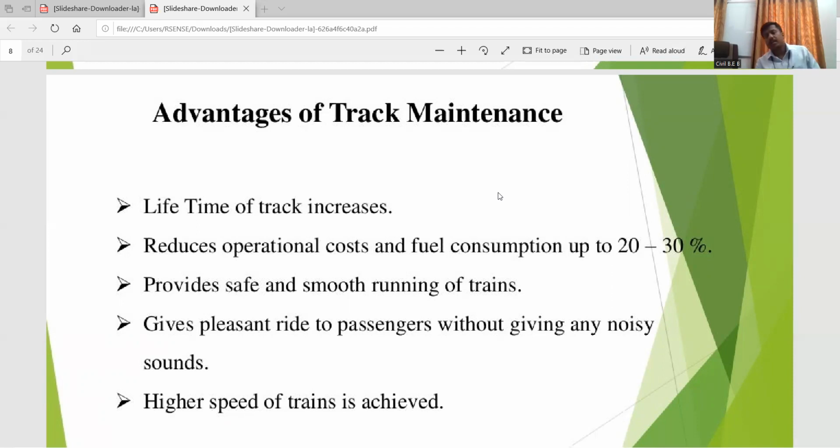Dear students, as I told you in my previous sessions also, through the RRB, that is the Railway Recruitment Board, there is a recruitment of civil engineers separately for this work.